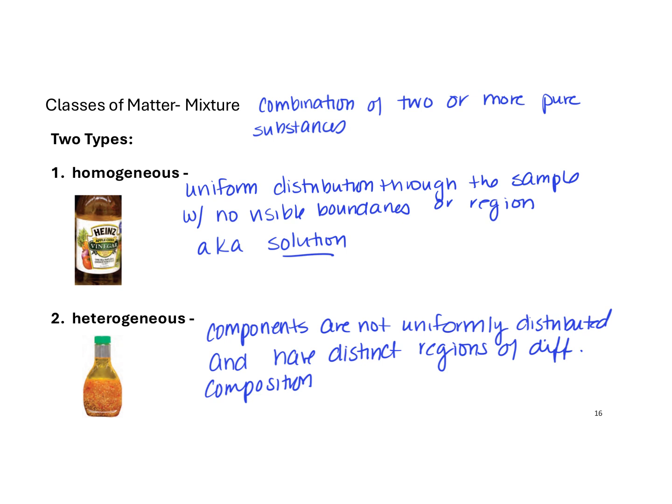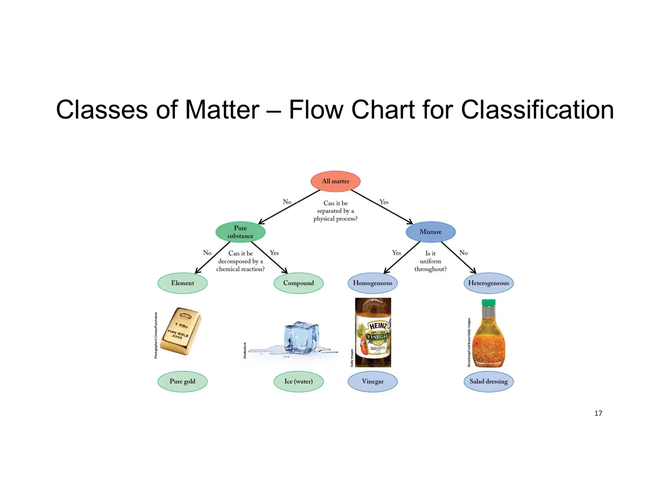So a really helpful summary that we run into here is this flow chart. We start here and we have all matter, and can it be separated by physical processes? If the answer is no, then it's a pure substance. So it's something like an element, but I really like to just ask myself first, is it found on the periodic table? If it's an element, it's going to be there.